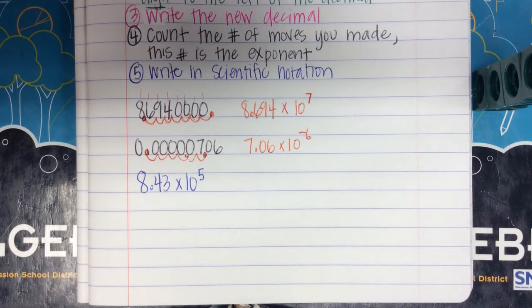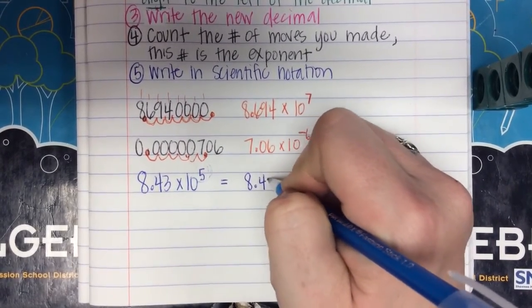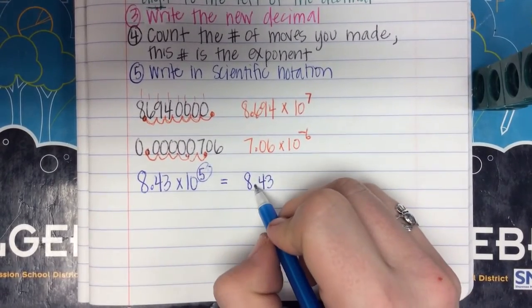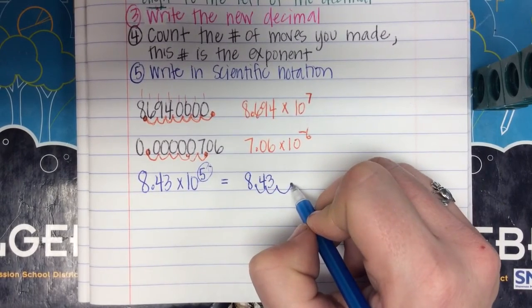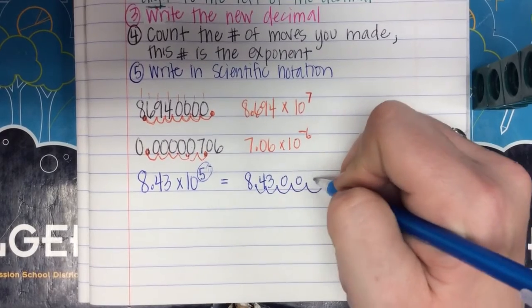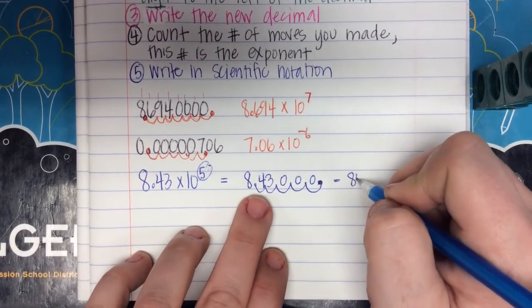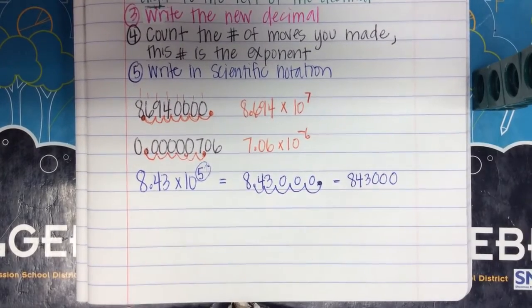Dakota, turn your body. Could you tell me the real answer to this? The standard number, the real number. What do you think we'd start with? Oriah, what are you going to do? I'm going to make it a big number, right? Because it's 5. So I'm going to move my decimal 5 times. 1, 2, 3, 4, 5. That's my answer? So fill in with zeros. I like to then rewrite it because that doesn't look like a real number. 8, 4, 3, 0, 0, 0. That's my answer.